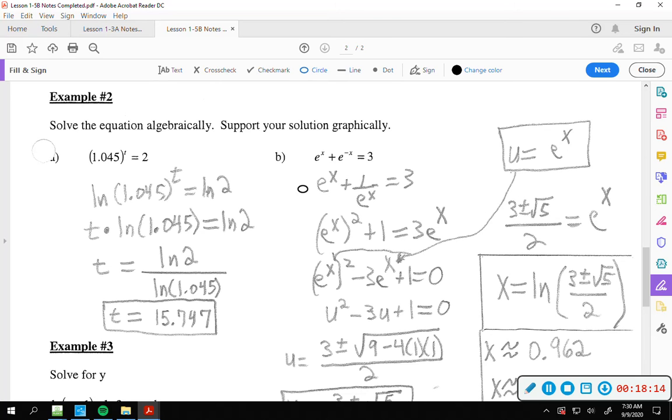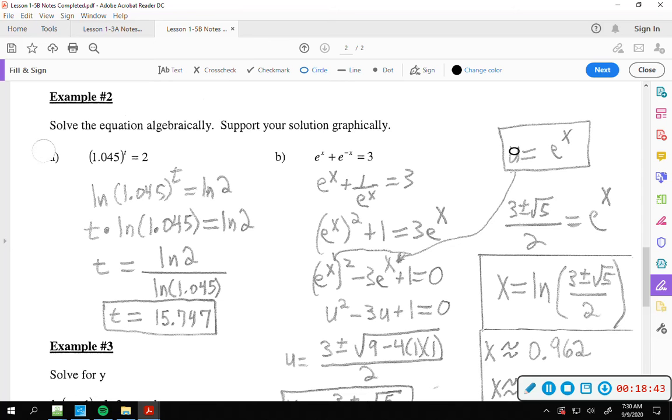Now, I multiplied everything by e to the x here first. I probably shouldn't have even done that. I should have just replaced with u right away. Okay? But if I multiply this by e to the x, I get e to the x squared. If I multiply the fraction by e to the x, I cancel. Here I get 3 e to the x. But this e to the x, that's what's creating the problem. So I'm going to try to clean this up by saying I'm just going to make e to the x equal u. And u is a very common variable that we use for this process.